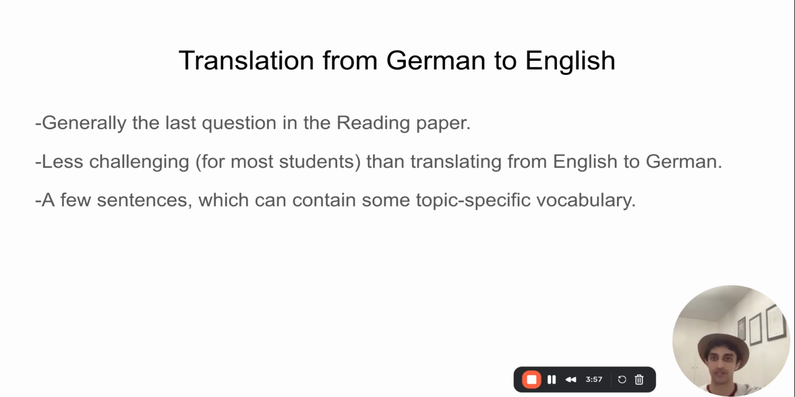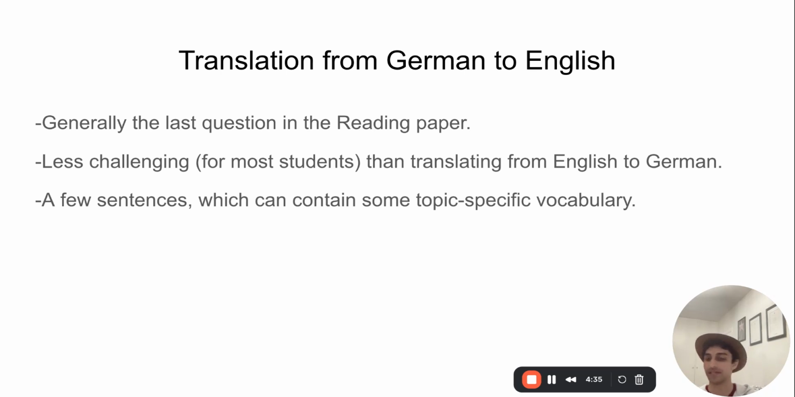If you do have to do translation from German to English, then that would usually be the last question that comes up in your reading paper. So it's going to be part of the reading exam. Of course, this is less challenging, as mentioned, than translating from English to German. And the translation would normally consist of a few sentences. Most of the time it is one solid mini paragraph, about 4 or 5 lines maximum, but it can consist of individual sentences instead. That depends on your exam board and also depends on if you're doing foundation tier or higher tier.